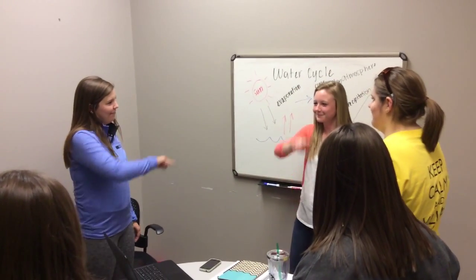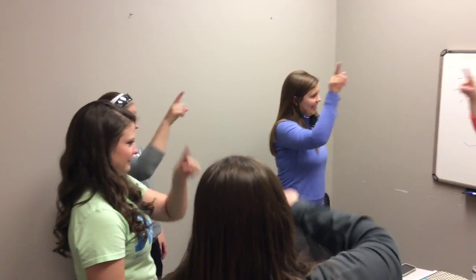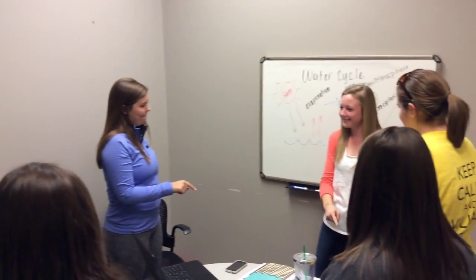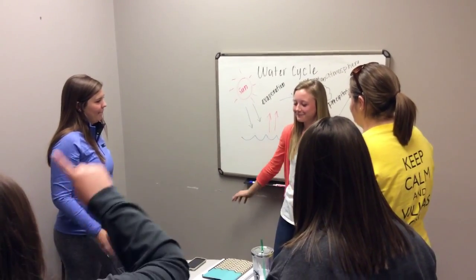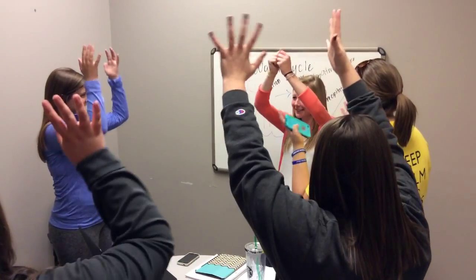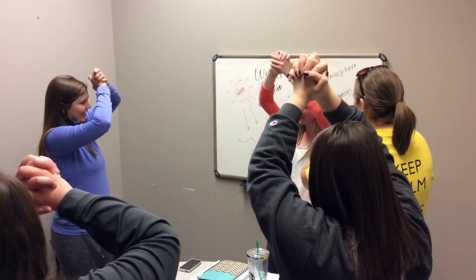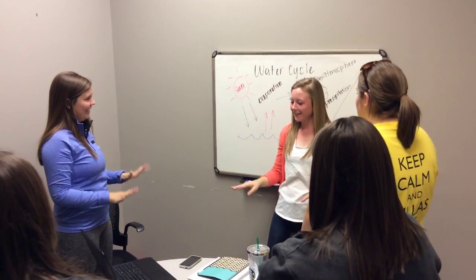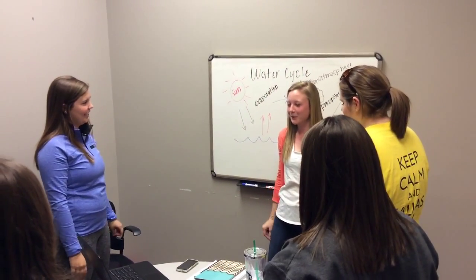Water travels in a cycle, yes it does. Water travels in a cycle, yes it does. It goes up as evaporation, forms clouds as condensation, then falls down as precipitation. Good job. Okay, one more time.